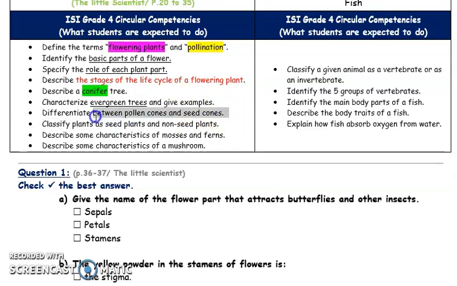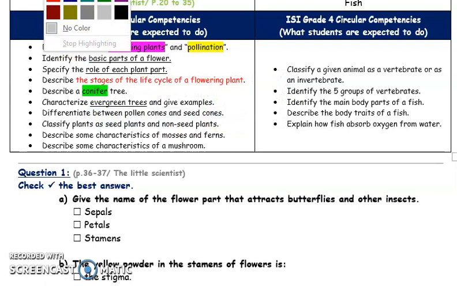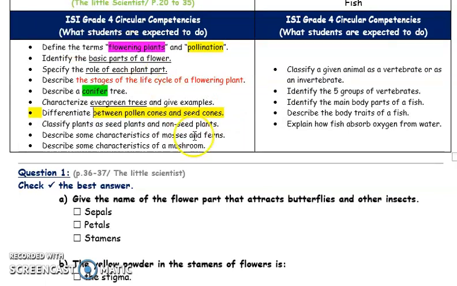What's the difference between pollen cones and seed cones? Pollen cones are smaller in size than the seed cones, since the function of the pollen cones is to produce and make pollen grains, but the job of the seed cones is to hold the baby inside, which are the seeds. So the female cones must be bigger or larger than the pollen cones.